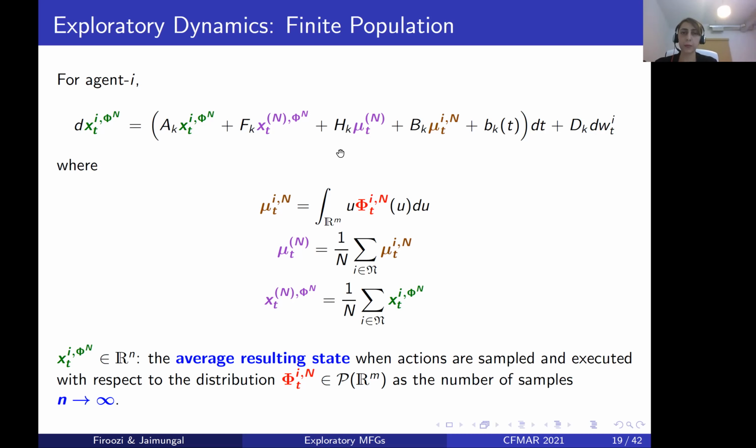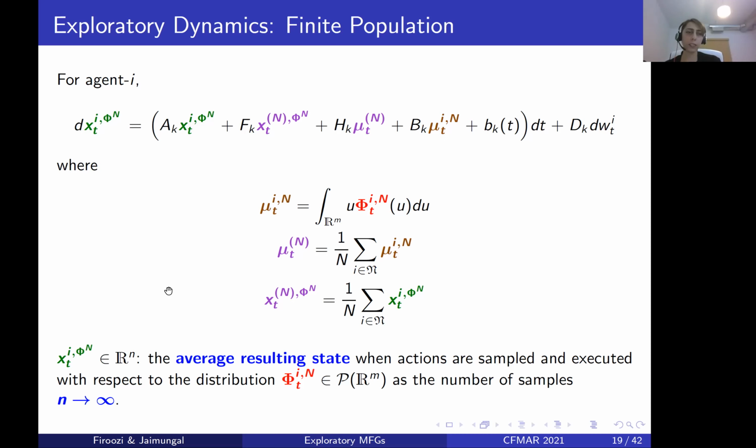As you can see here, first of all, the distributions phi are denoted by superscript n because we are in the finite population system. And the control action in the dynamics is replaced with the mean value of the distribution that we have used. So this mu is the mean value of the distribution that we have used to sample actions. We also see that the average of the mean values of the action distribution of agents over the population appears in this exploratory dynamics. And similarly, we have the state average.